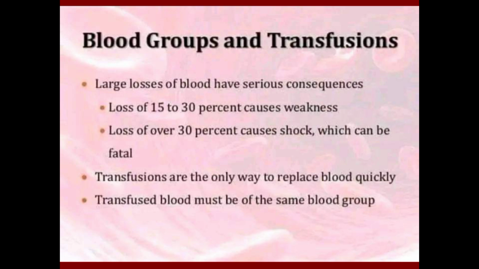Blood groups and transfusions. Large losses of blood have serious consequences. The loss of 15 to 30% causes weakness, and the loss of over 30% causes shock, which can be fatal. Transfusions are the only way to replace blood quickly. Transfused blood must be of the same blood group.